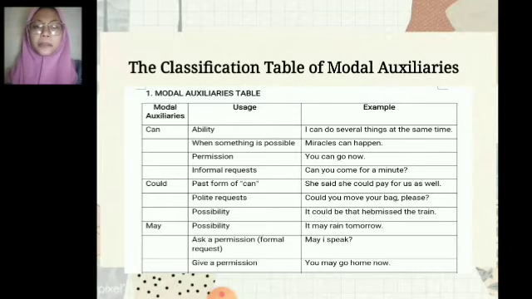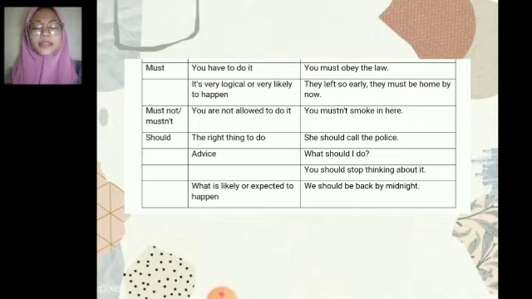Number 3, may. The usages are possibility, asking permission, formal request, and giving permission. The example, it may rain tomorrow. May I speak? And also, you may go home now. The next is must. The usage of this modal auxiliary is you have to do it, and also when it's very logical or very likely to happen. The example, you must obey the law, and then they left so early, they must be home by now.